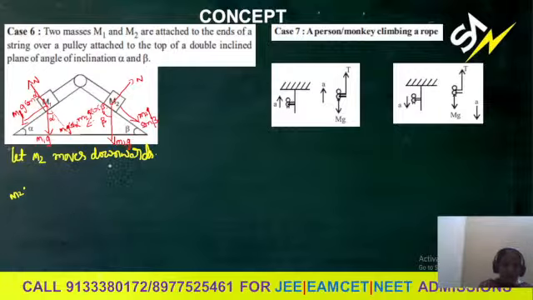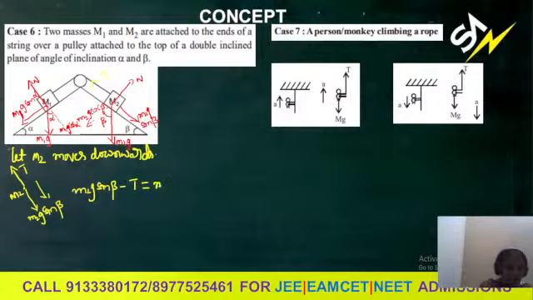We consider m2 moves downwards. So now the direction of motion is this way. In this direction, there is m2g sin beta. So along the string, tension will act. So this way, tension will act. So along the direction of motion, m2g sin beta minus T is the resultant force on m2, which will be equal to m2 into a.